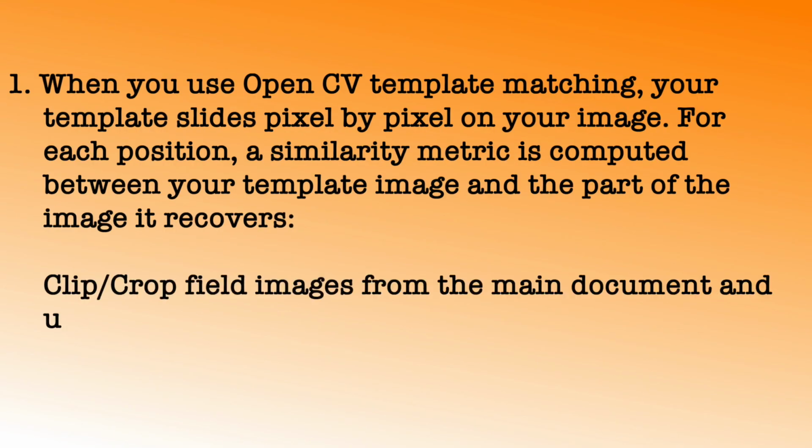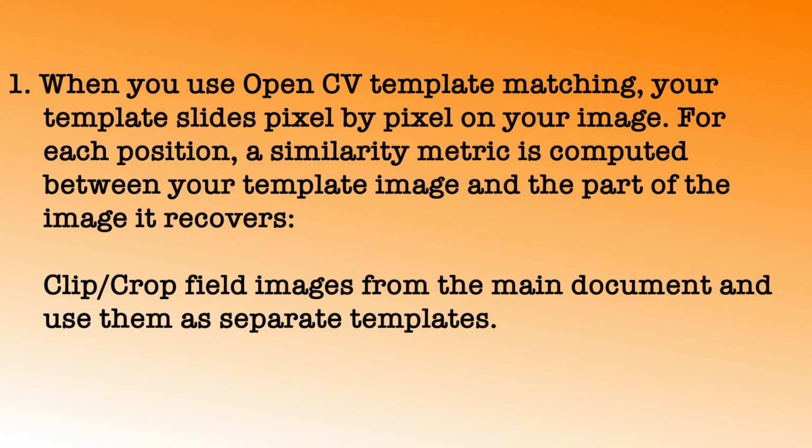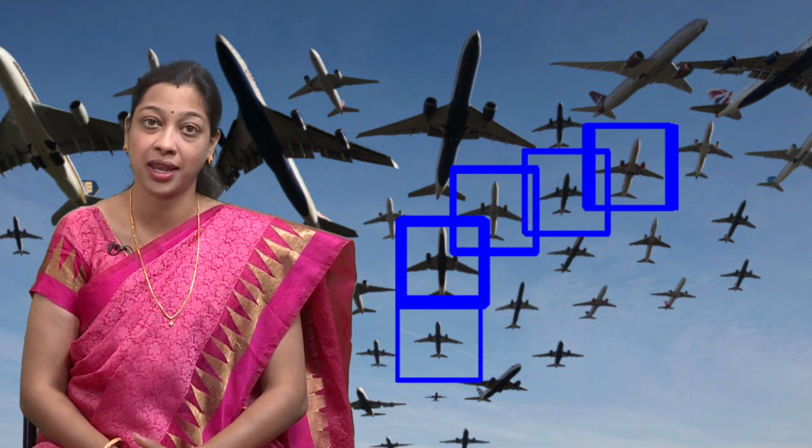When we use OpenCV template matching, we are using Python code for template matching. Your template slides pixel by pixel on your image. For each position, a similarity metric is computed between your template image and the part of the image it covers. Clip, crop the field image from the main document and use them as separate templates. These are the basic approach for how we are going to use the template matching technique.